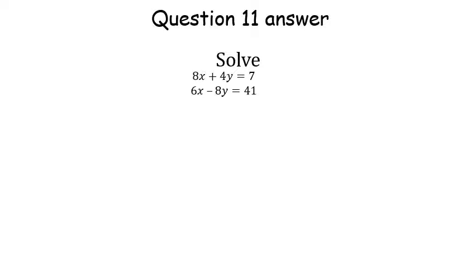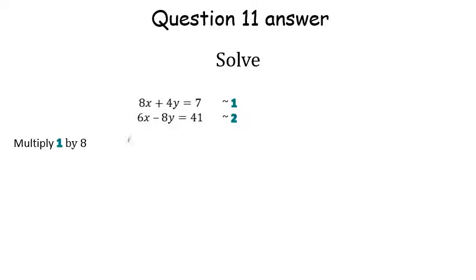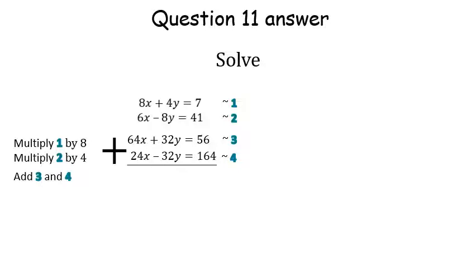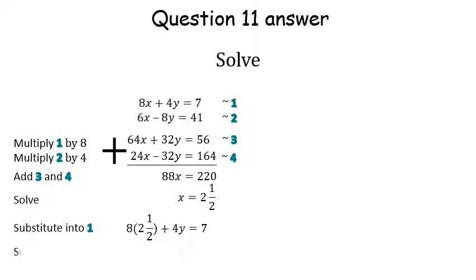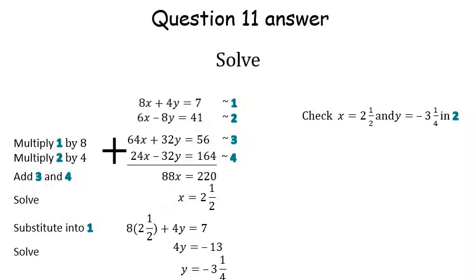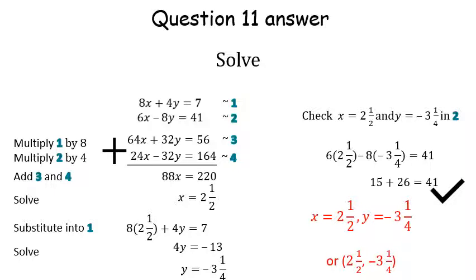Question 11. I've named the equations 1 and 2 and then multiplied equation 1 by 8 and equation 2 by 4. I then added equations 3 and 4 and solved to get x equals 2.5. Substituting x equals 2.5 into equation number 1, I solved and got y equals minus 3.25. I then checked both those answers in the second equation and they worked, so x does equal 2.5 and y equals minus 3.25.